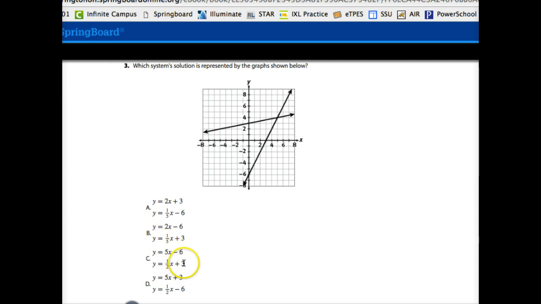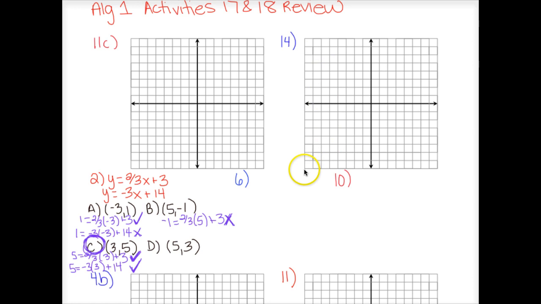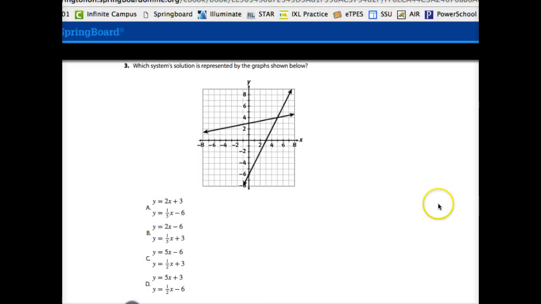C doesn't have a 1/5. D doesn't have a 1/5. So even just looking at the first line, I've already decided that the answer has to be B. None of the other answers make sense. All right, next one is number 6.